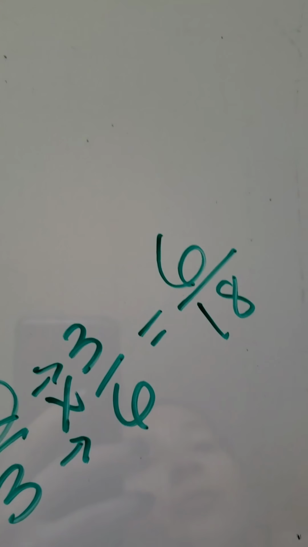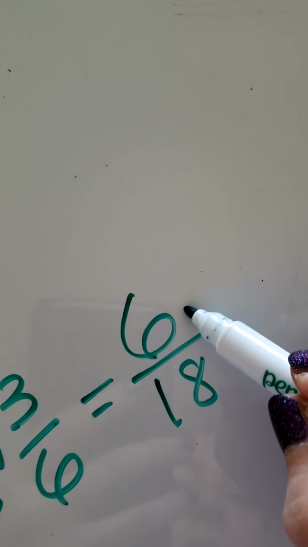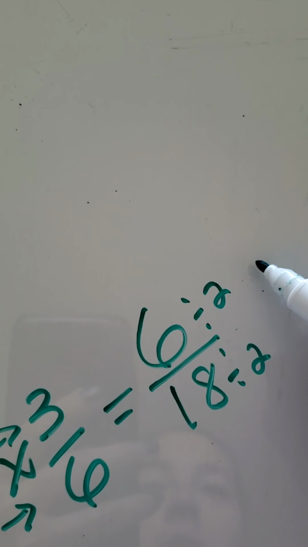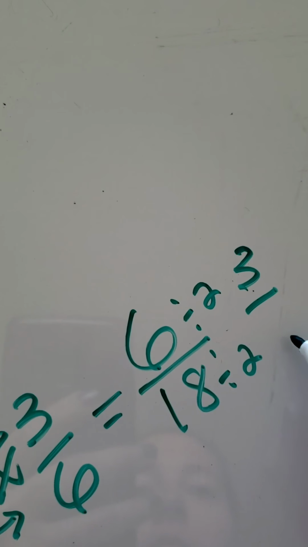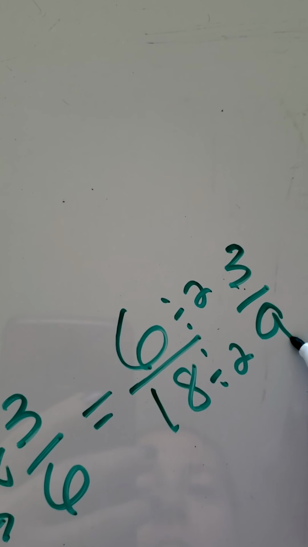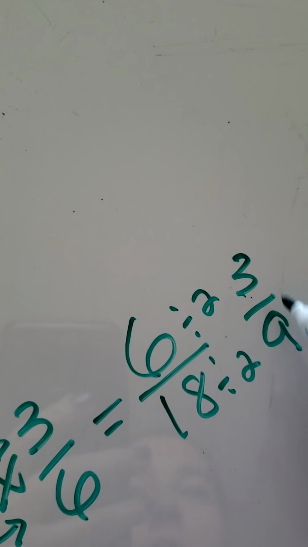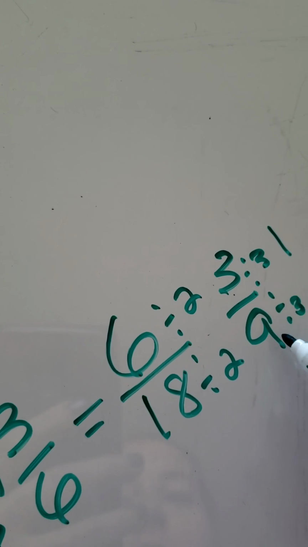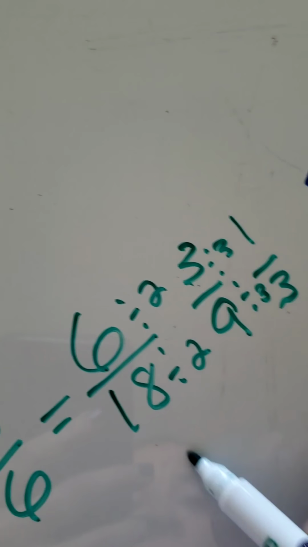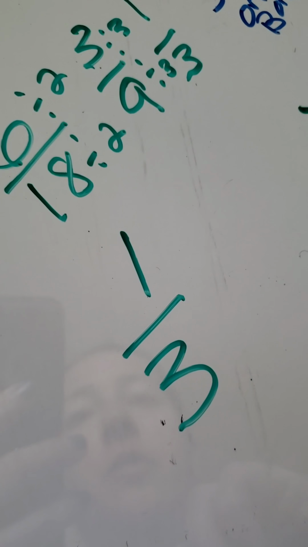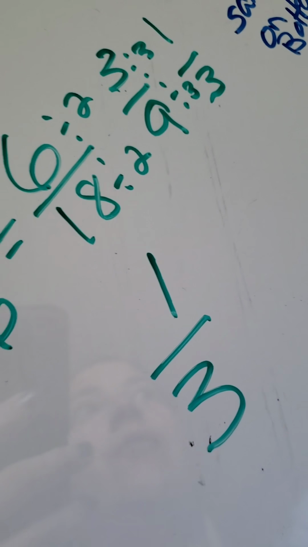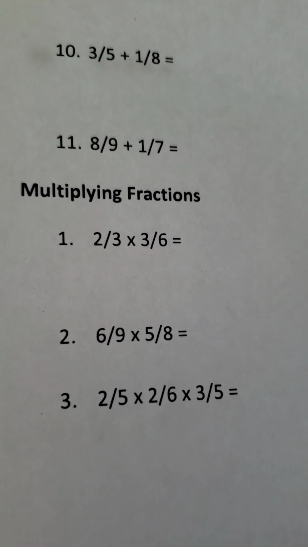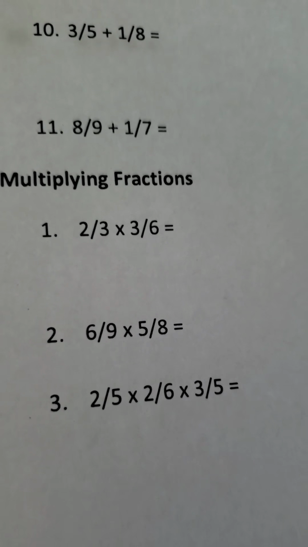And then we just have to reduce. They're both even numbers, so we divide them both by 2. 6 divided by 2 is 3. 18 divided by 2 is 9. Now they're not even numbers, but 3 can go into both, so divide them both by 3. 3 divided by 3 is 1. 9 divided by 3 is 3. Your final answer is 1/3. Even for a problem with 3 fractions, it doesn't matter. Multiply all fractions by each other straight across.